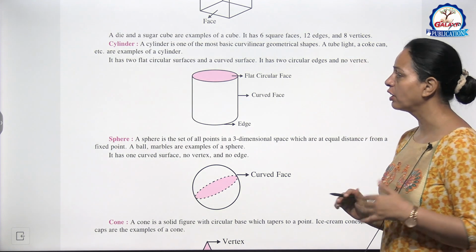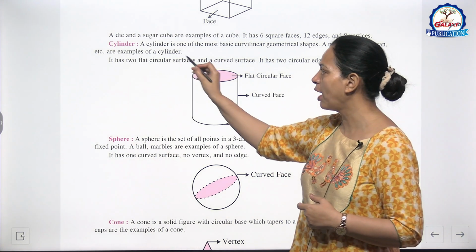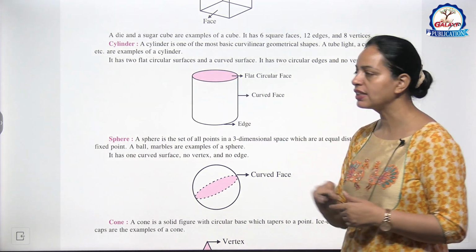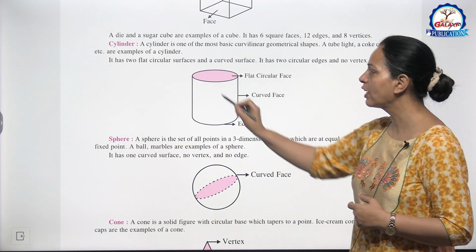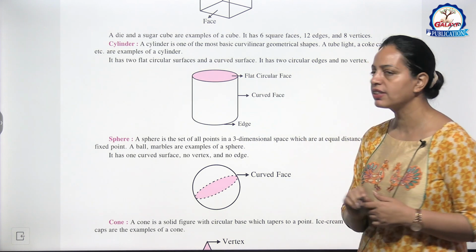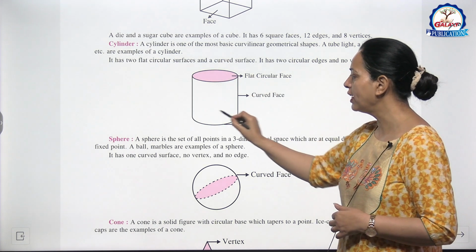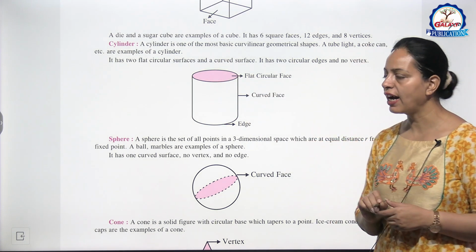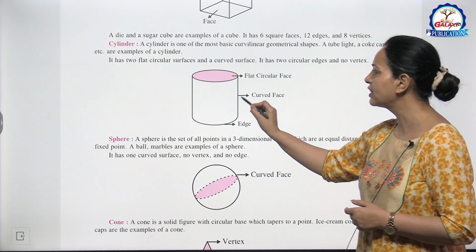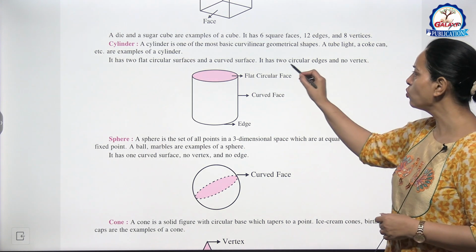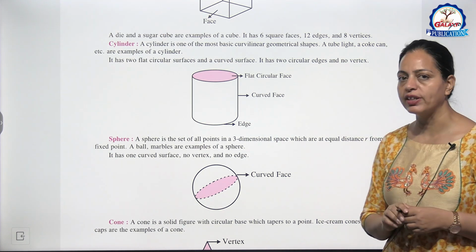A tube light, a Coke can, etc. are examples of a cylinder. This one has 2 flat circular surfaces and a curved surface. Flat one, the base one and the top one. These are the flat circular faces and this is the curved one. So it has 2 circular edges and no vertex.